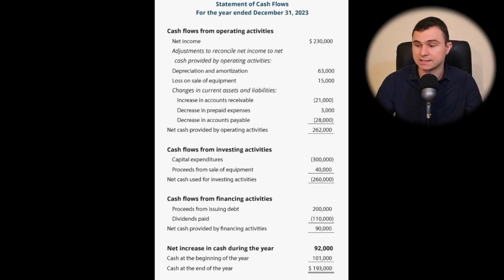I also analyze the cash flow statement, so you can see the actual cash movements within the business. What are the cash expenditures? What are the cash inflows, outflows?